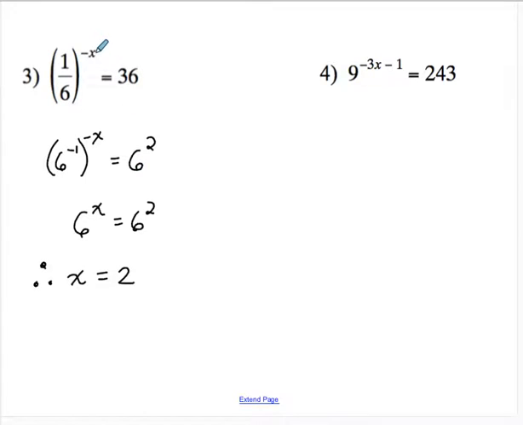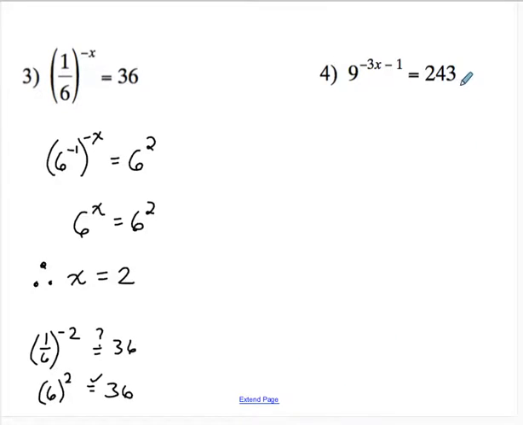I can go back up and check it, and I can say, is it true that 1/6 to the negative second power is equal to 36? Well, this negative means take the reciprocal. 6 over 1 squared does indeed equal 36.